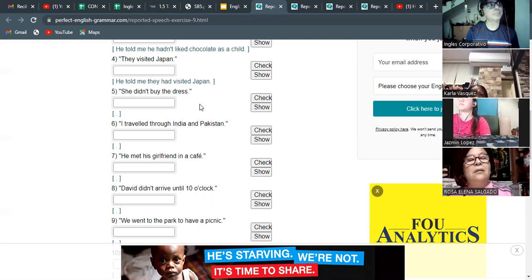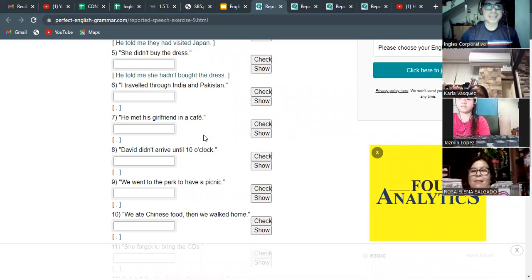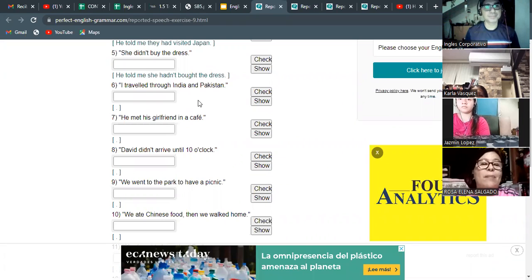She said she hadn't bought the dress. Hadn't bought the dress. Let's check. Very good. Hadn't bought the dress. That is it. Good. So you see, if you practice, it's very easy. How is it going to be this one?